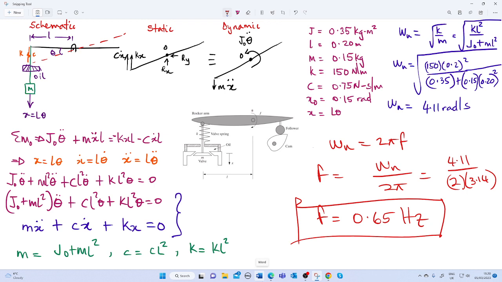Today we have a peculiar question on how to calculate the natural frequency of a rocker arm of a combustion engine. Once again, how to calculate the natural frequency of a rocker arm combustion engine.